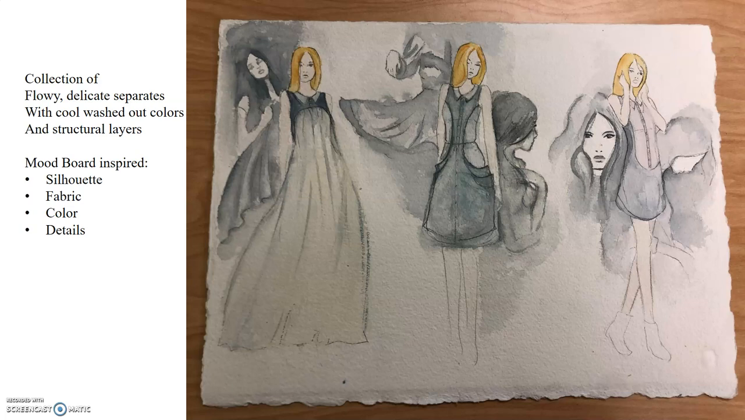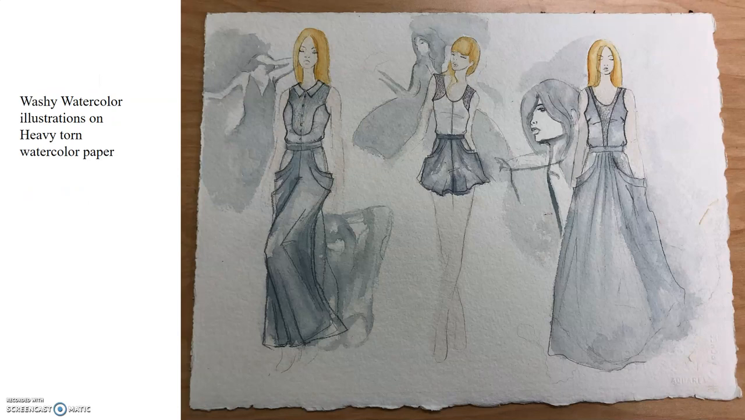And so the illustrations end up looking really different and go again with that theme and with that story. It's a collection of flowy, delicate separates. We've got cool washed out colors and some structural layers built in there. But again, the mood imagery is inspiring the silhouette, the fabric, all the details. There's this heavy torn paper on all the boards. It really gives you this sense of the ghost concept.